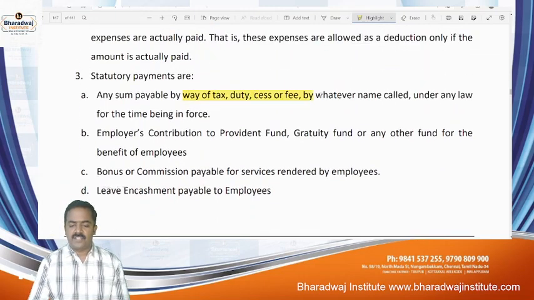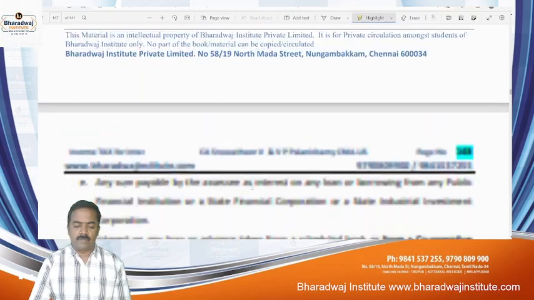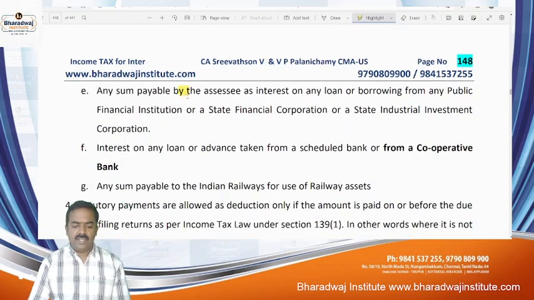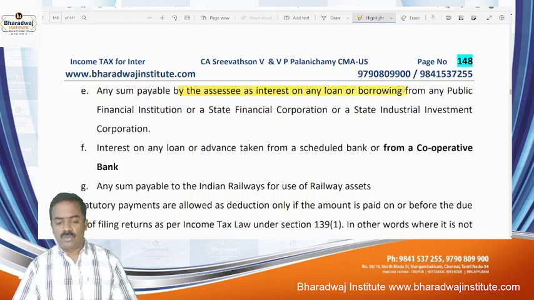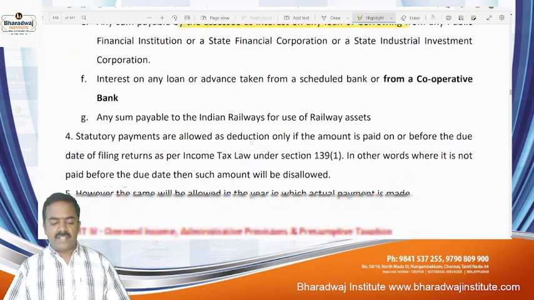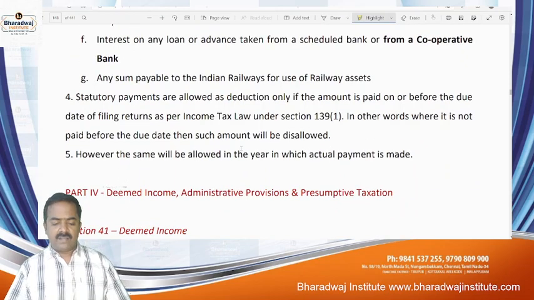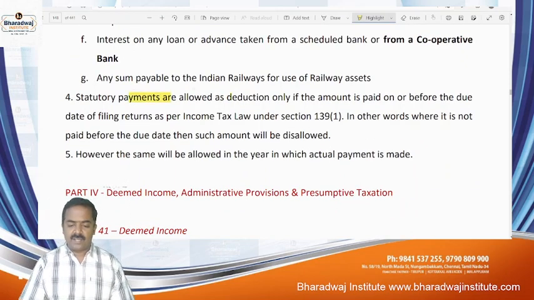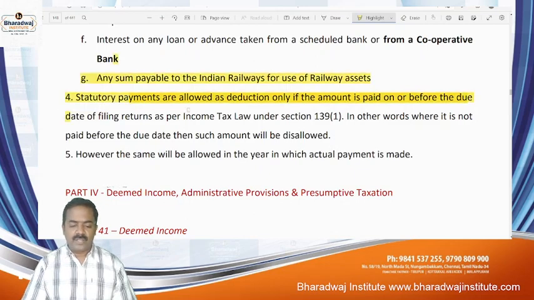Anything payable as tax, duty, cess, etc. Employer contribution to PF, gratuity fund, etc. Bonus, commission payable. Leave encashment payable to the employees. Any sum payable such as interest on loan from a bank. All these statutory payments, deduction can be claimed only when the amount is what? Paid before the due date of filing of return.